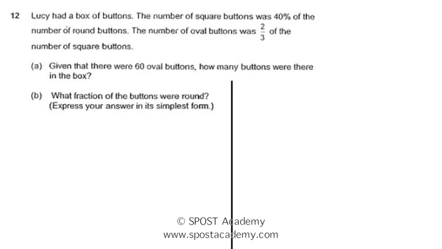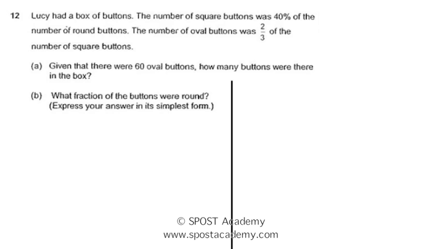Lucy had a box of buttons. The number of square buttons was 40% of the number of round buttons. The number of oval buttons was 2/3 of the number of square buttons. Given that there were 60 oval buttons, how many buttons were there in the box? What fraction of the buttons were round? Express your answer in its simplest form.